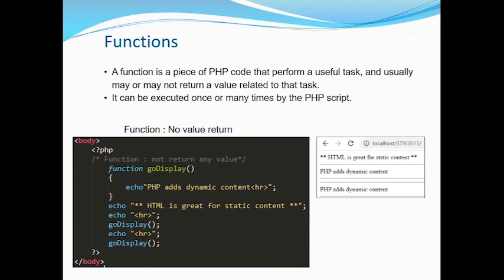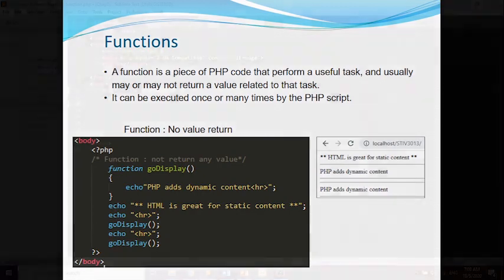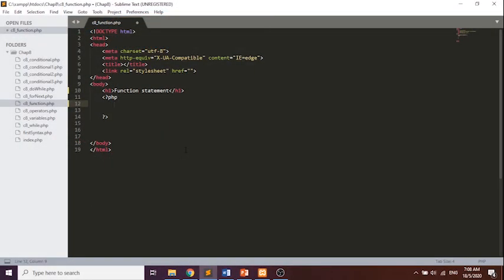A function can be executed only once or many times by PHP, depending on the operation set up in the code. Let's start using the function in Sublime. First of all, I have made a file called chapter 8 function, and over here I want to type my function in the Sublime PHP tag. Before you can use the function, you have to declare the function first.